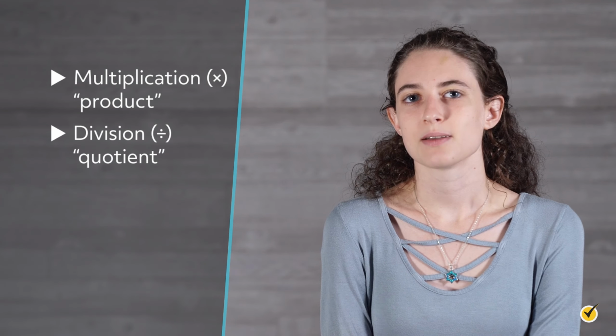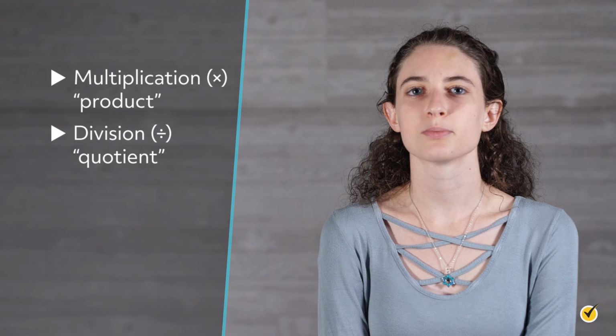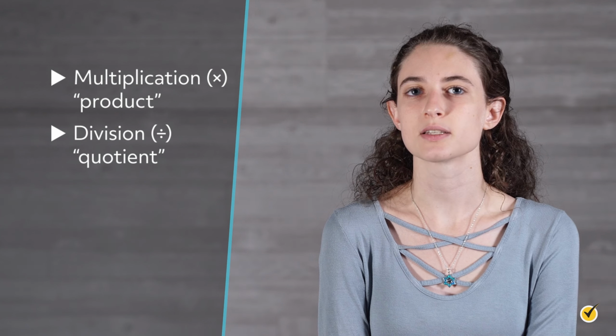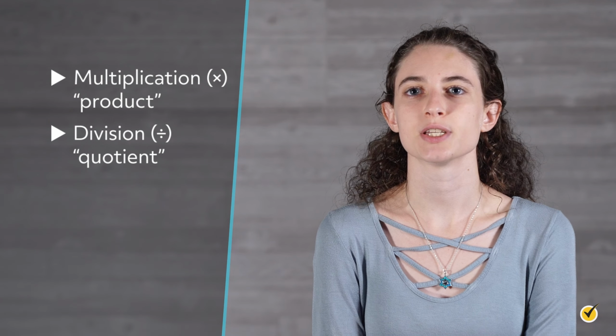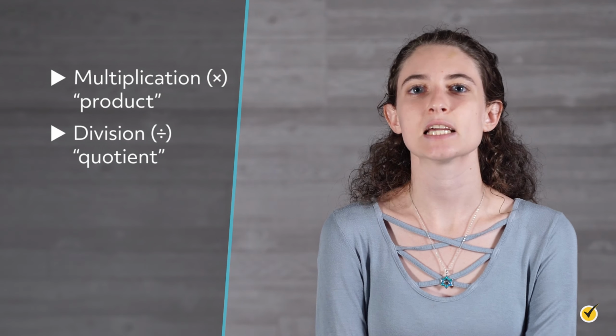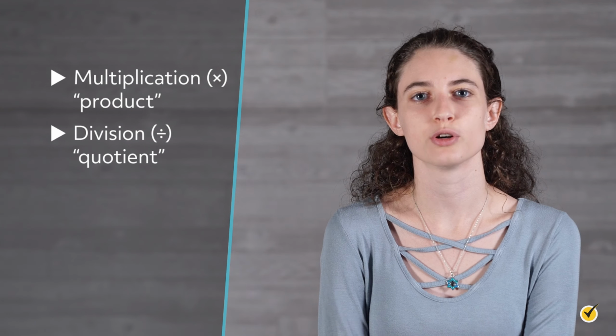As a reminder, the symbol we use for multiplication is a times sign. The answer to a multiplication problem is called the product. The symbol we use for division is a division sign, and the answer to a division problem is called the quotient. Multiplication is essentially a convenient and time-efficient way to show what's called repeated addition.